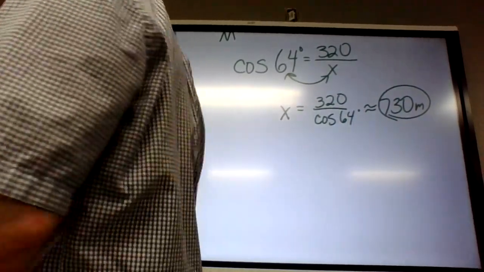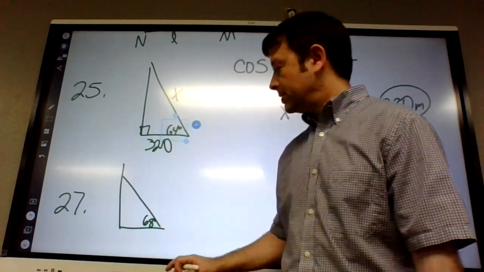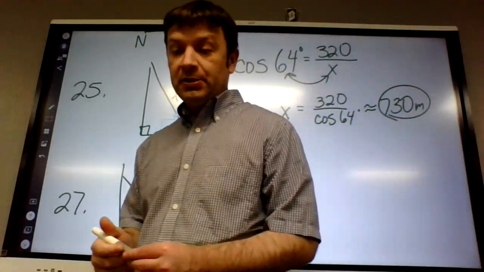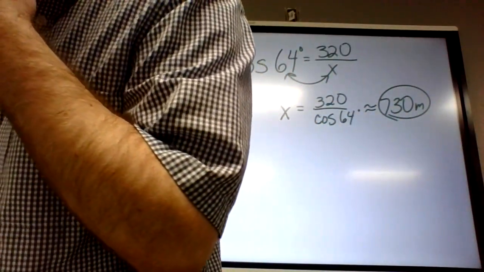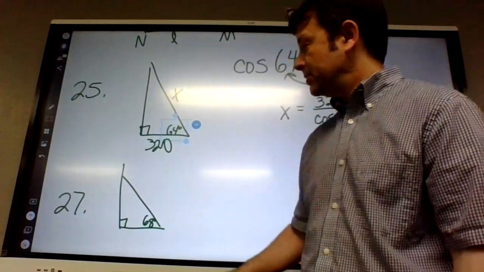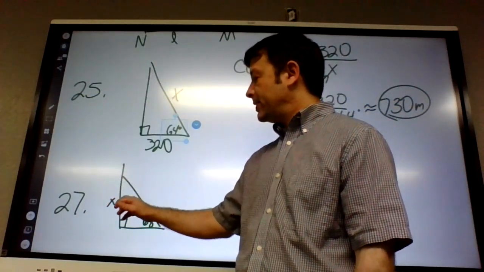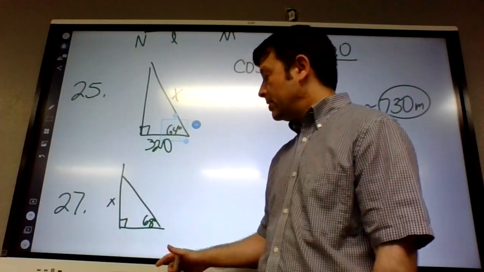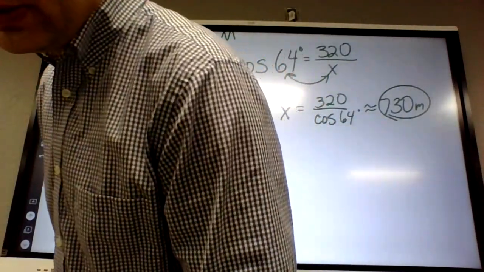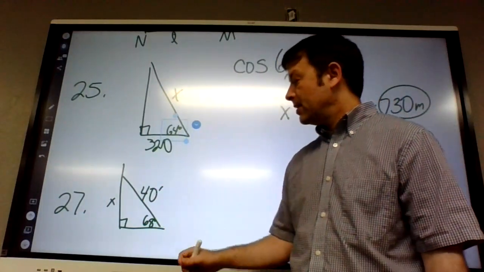The wire's at a 68-degree angle with the ground. The pole is going to be perpendicular with the ground, right? 90 degrees. How far up the pole is the wire attached? So what are we looking for? This long leg right here. It said how long was the wire? 40 feet. So that's the wire right there, 40 feet.